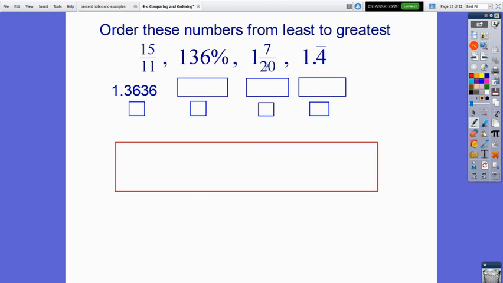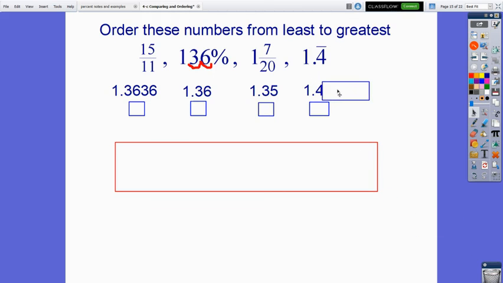136% as a decimal. Move the decimal point 2 places: 1.36. 1 7/20 is 1 point and 7 divided by 20 in your calculator, or if you remember what 20ths are, that is 0.35, so 1.35. And 1.4 repeating. I really don't have to write out past one of these because these are all threes in the tenths place. So 1.44 is plenty.